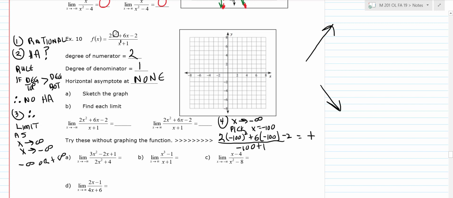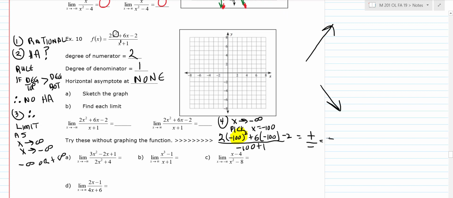Now, if you needed to use your calculator, you could. I know that this square is a real big number. If you take 100 squared, you get 10,000. And then this whole thing here is going to be 20,000, which is way bigger than that. Okay, so you can reason it out in your head, which I prefer.